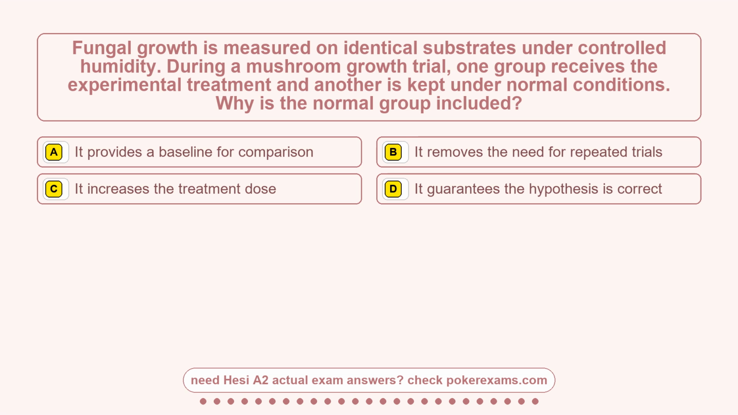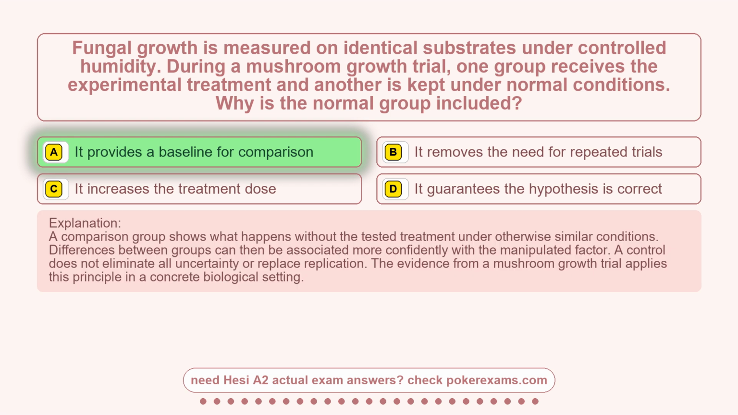Option A, it provides a baseline for comparison. Option B, it removes the need for repeated trials. Option C, it increases the treatment dose. Option D, it guarantees the hypothesis is correct. The correct answer is option A, it provides a baseline for comparison.